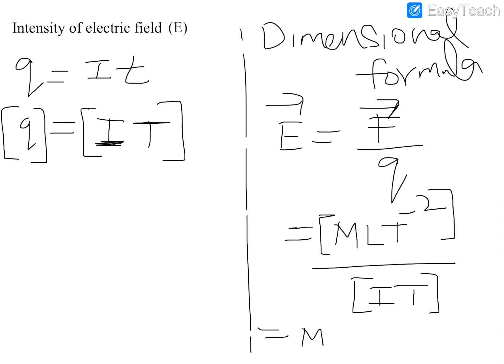M L T raised to minus 2, and here there is a T. If you take it to numerator, it will become minus 3, and there is an I in the denominator, which will become I raised to minus 1. Okay, so this is the dimensional formula for electric field intensity or intensity of electric field. Both the words are same. Generally we will simply use electric field.